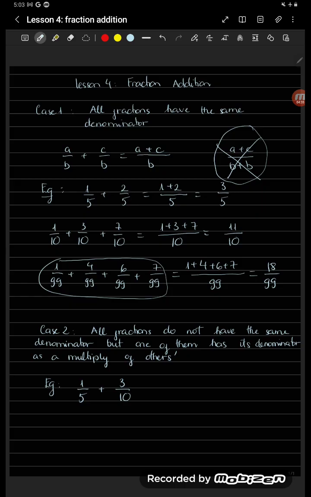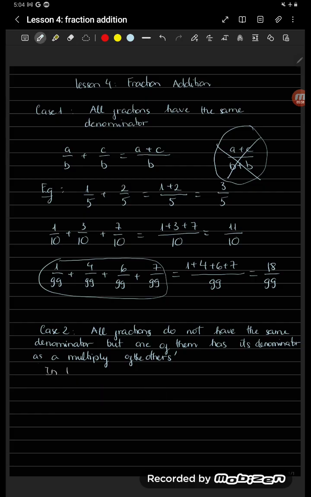Now we go to case 2. In case 2, we have fractions that do not have the same denominator, but one of them has its denominator as a multiple of the others. So what can we do? In this case, we have to find the least common denominator.